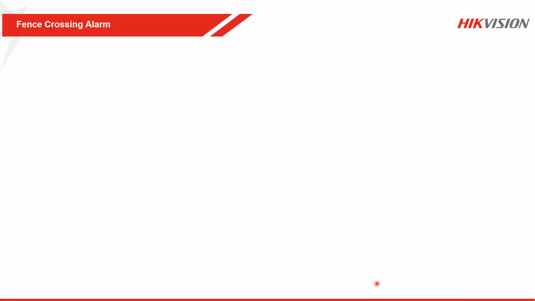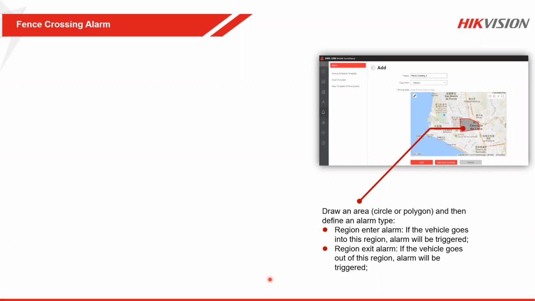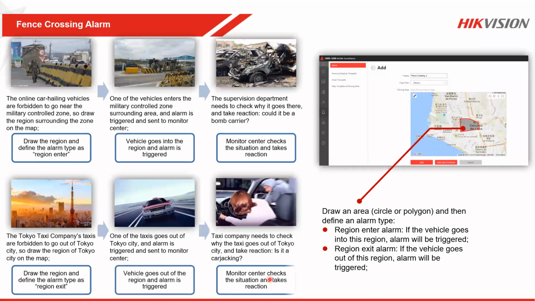Then, if we look at the fence crossing alarm, with your fence crossing alarm, you draw a certain area on the GPS location, and whenever the vehicle goes out of the area, you then get an alarm in the control room. So again, I'm going to apply this to the school bus, because if the school is in a particular area, the bus needs to not move out of that area. So that's the fence crossing alarm.